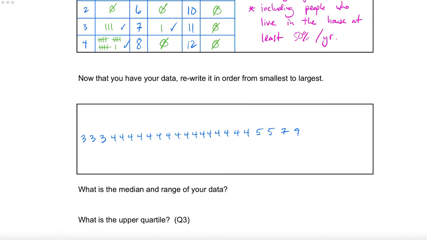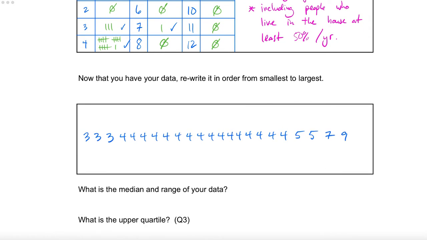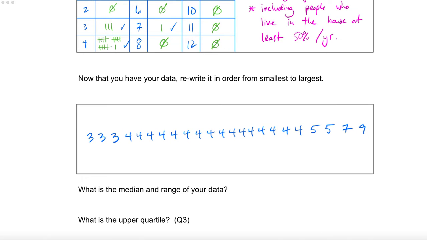So it's a little bit small. Let me just blow this up here a little bit, so that it fits in the table that we've got. There we go. Okay, so we've rewritten our data from smallest to largest. Let's jump in now and find the median and the range.